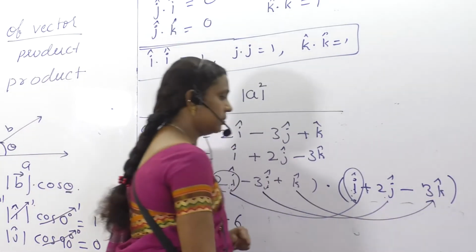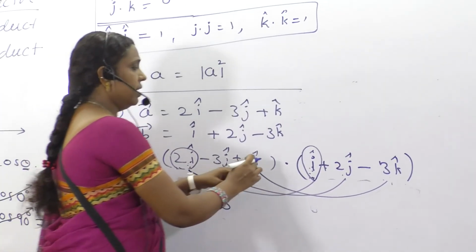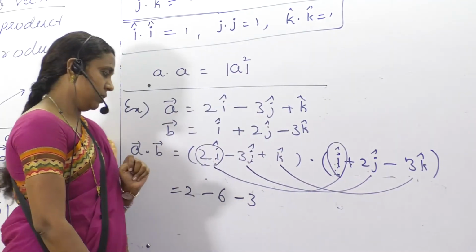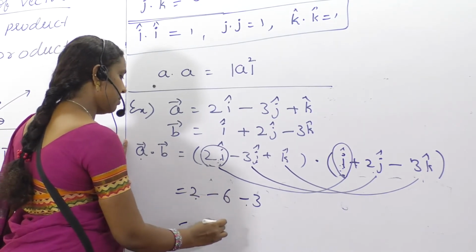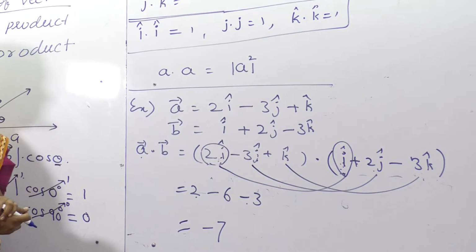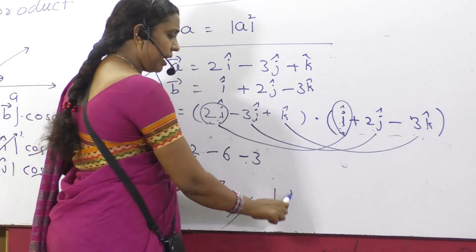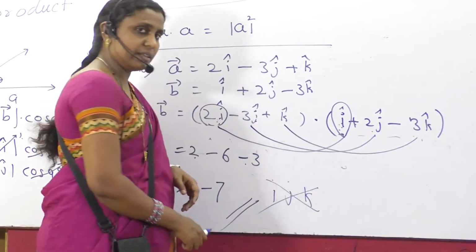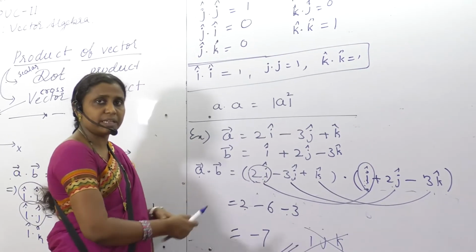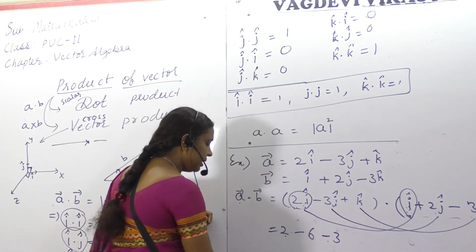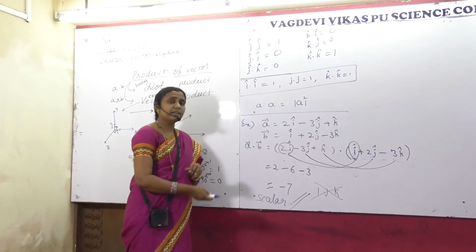Next, this one. k into k. 1 into minus 3 is minus 3. k dot k is equal to 1. So this is the answer you find: 2 minus 9 is minus 7. Okay. Now tell me, minus 7, is it a constant or not? Do you find i, j, k here? It's not there. If i, j, k were there, then we would have said the obtained quantity is a vector quantity. If i, j, k are not there, it is a scalar quantity. Am I right? Scalar product, dot product, scalar product.